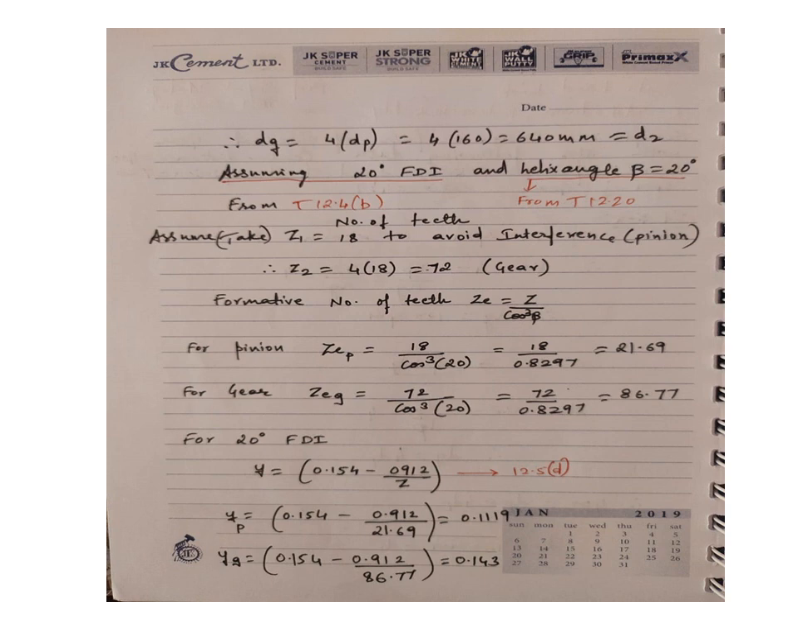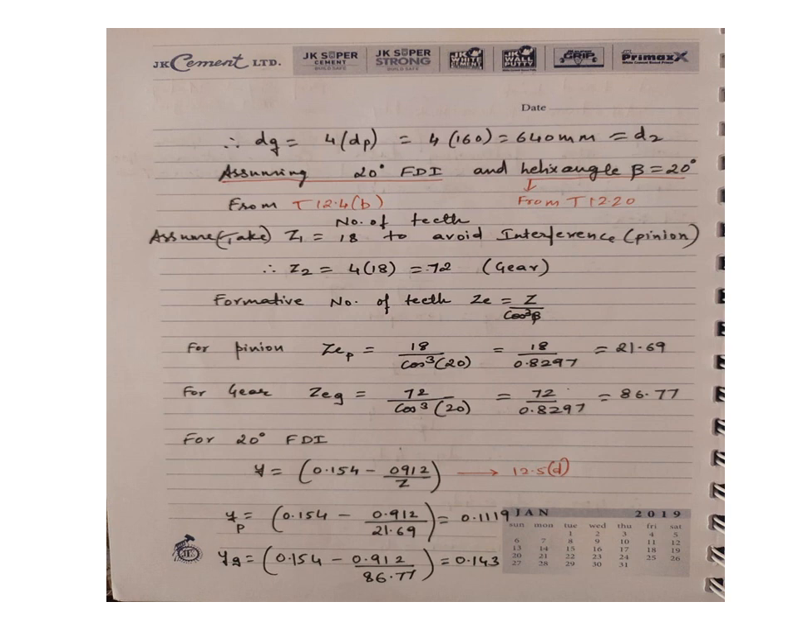Okay, assuming 20-degree full depth involute and helix angle assumed to be 20 degree. From table number 12.4b from your data handbook, take number of teeth on a pinion, Z1, is equal to 18 to avoid the interference of the pinion. Now Z2 will be equal to velocity ratio multiplied by the number of teeth on the pinion, that is number of teeth on gear, which comes out to be 72.